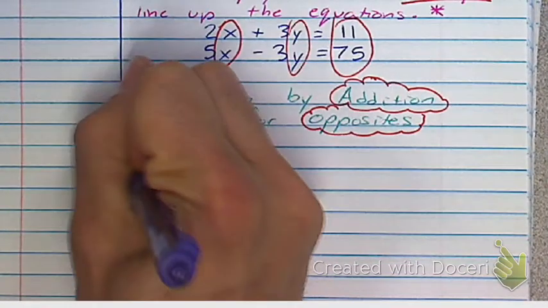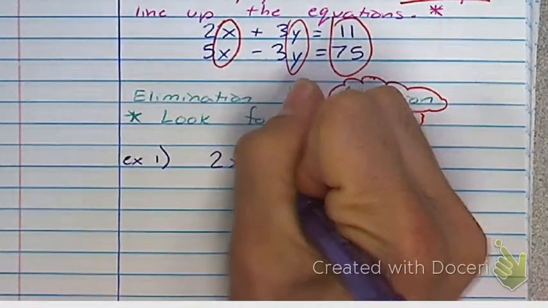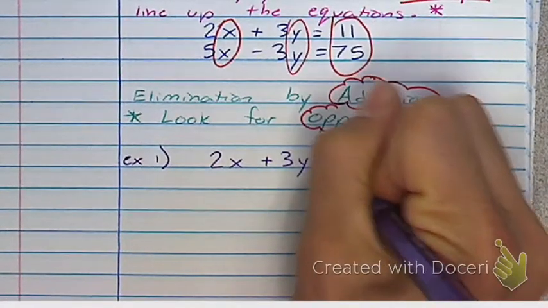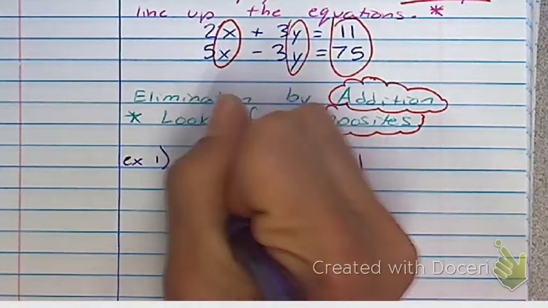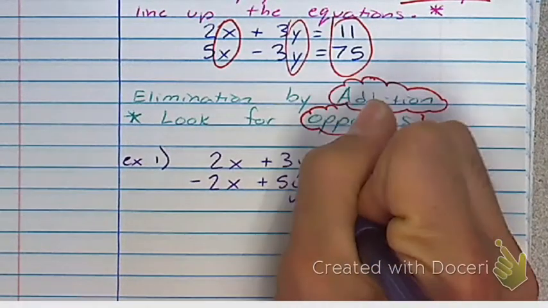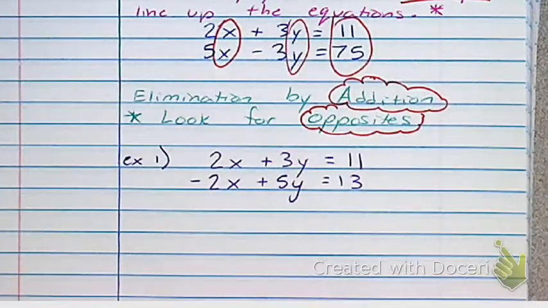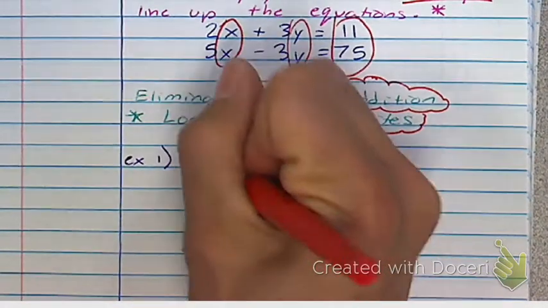Example 1. 2x plus 3y equals 11. Negative 2x plus 5y equals 13. What am I looking for? Opposites. Opposites mean same letter, same number, opposite signs. So what's my opposites of this problem? The 2x and the negative 2x. Let me put a box around it.